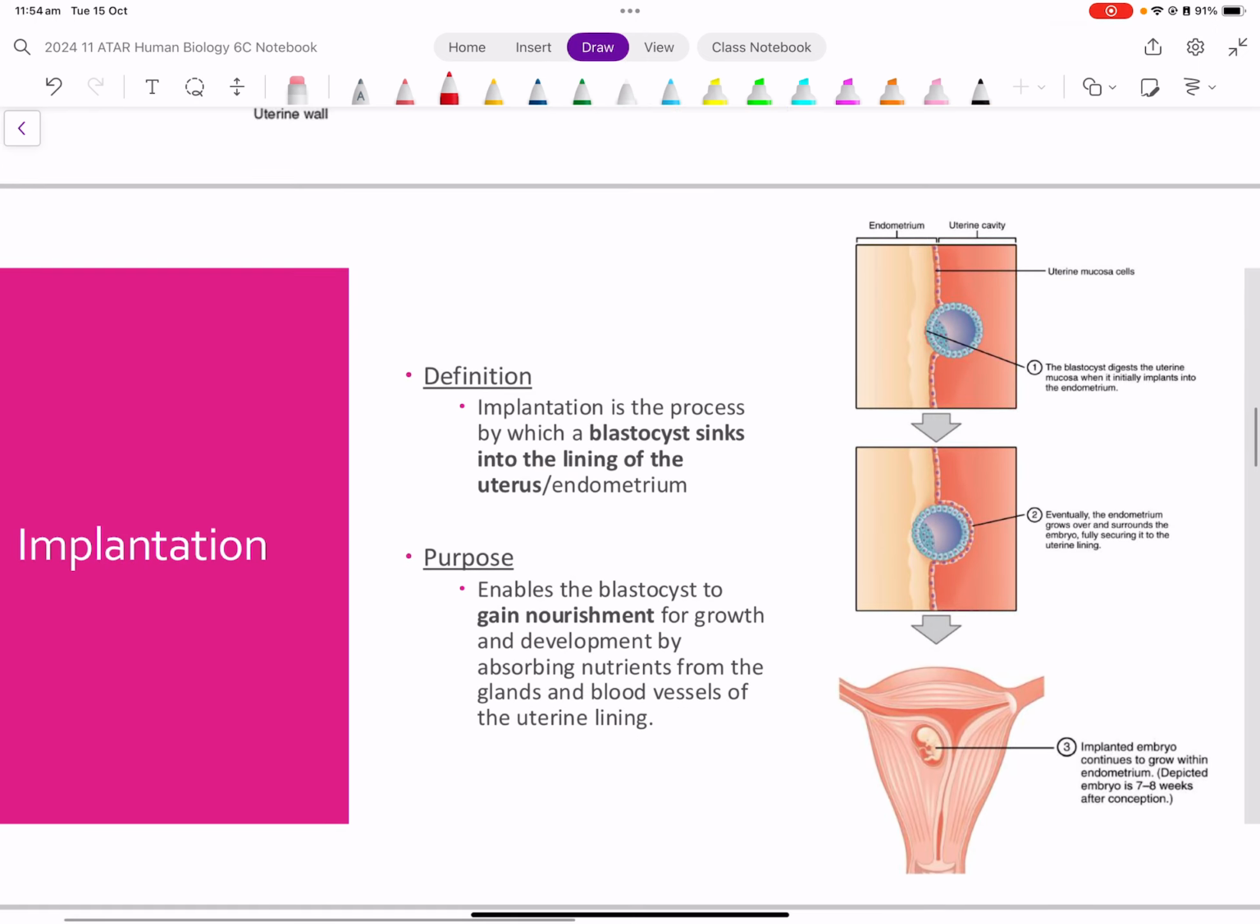So, implantation, what is it? Implantation, we know it's a process, and it's the process where that blastocyst begins to sink further and further and further into the lining of the endometrium. Now, the whole purpose of the blastocyst implanting within the endometrium is so that it can gain lots of nutrients, it can gain an opportunity for growth and development by taking all of the nutrients from the mother in order for it to grow. And this is what we've been looking at when we looked at the menstrual cycle, and we look at the build-up of that endometrium in preparation for this blastocyst itself.